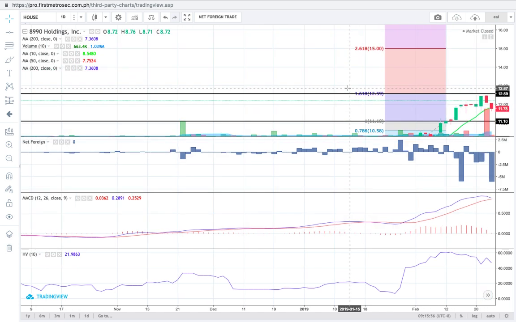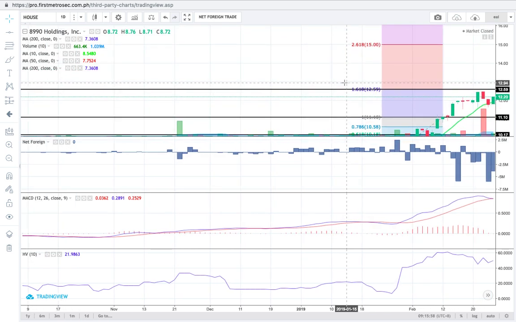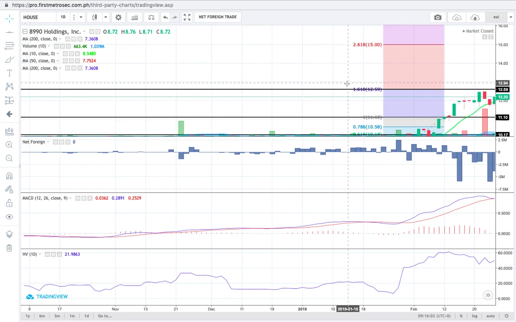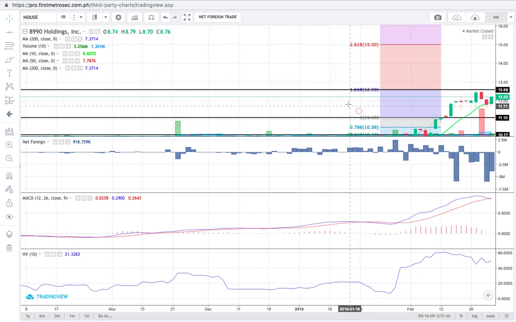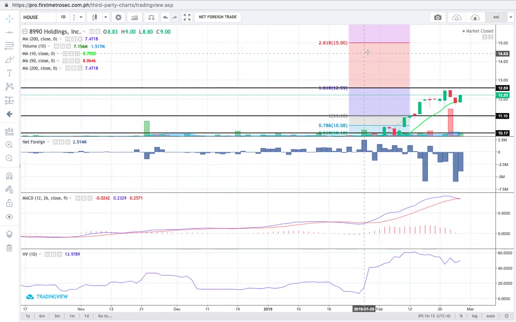Okay, so then the psychological resistance of House is now pegged at 15. Assuming it will only be realized even when the price continues to soar above 12.60, the 61.8% Fibonacci extension. Okay, that's the golden ratio again.